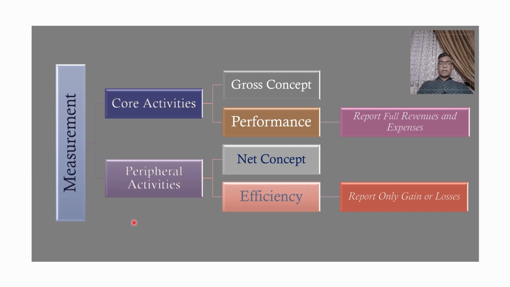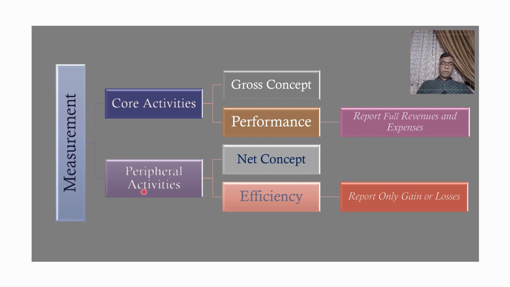Gate 2, measurement. The measurement answers at what amount, full amount or net amount. For core activities, we use the gross concept. Why? Because it measures performance or the scale of operation or volume. So what action should we take? We need to report full revenues or expenses.